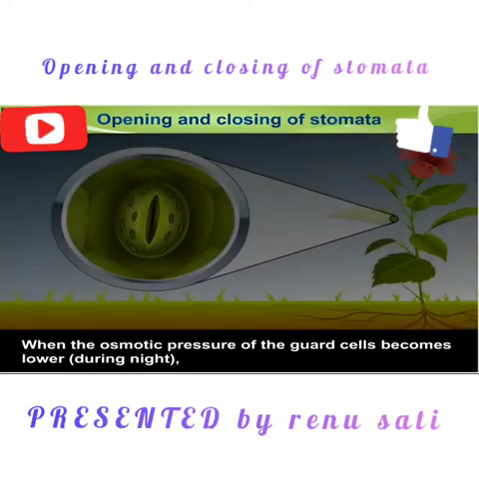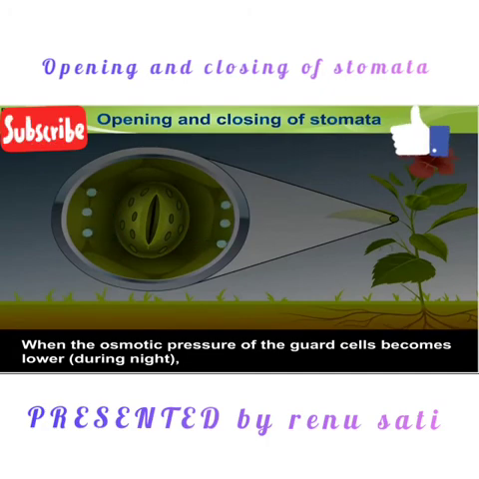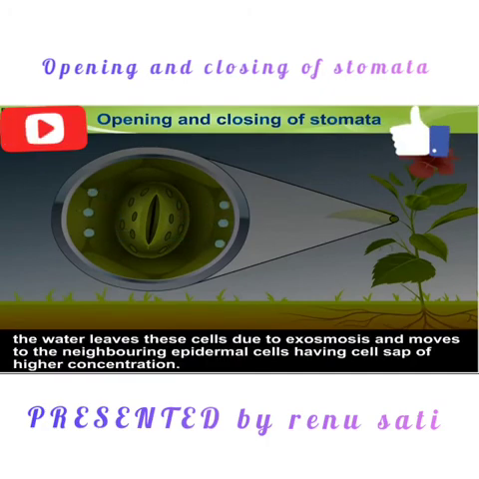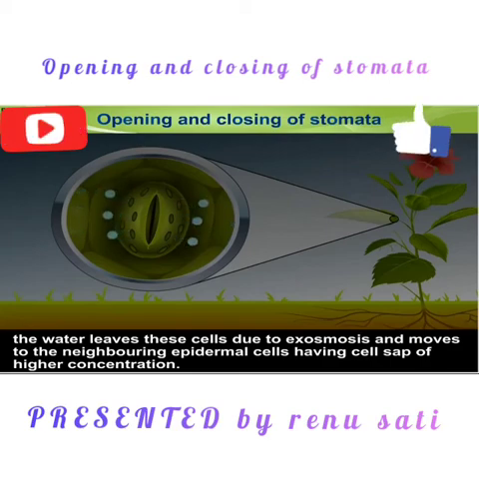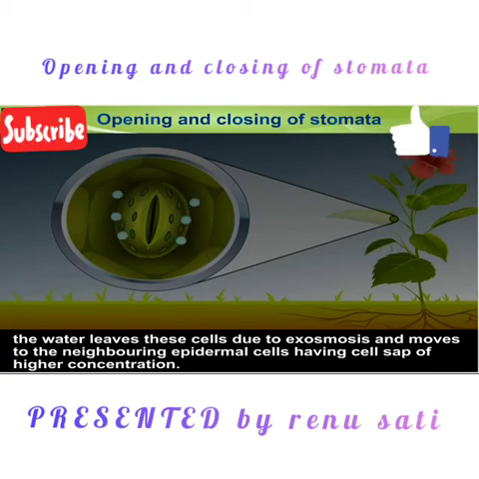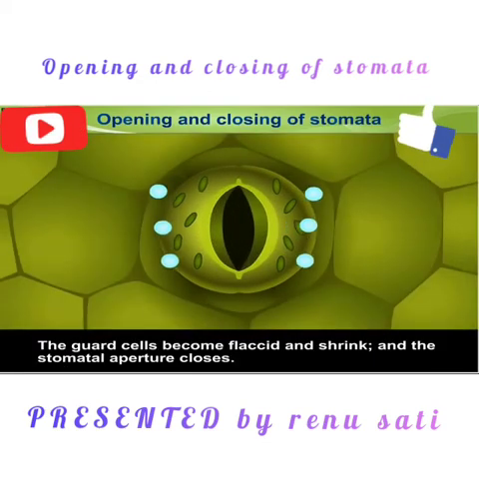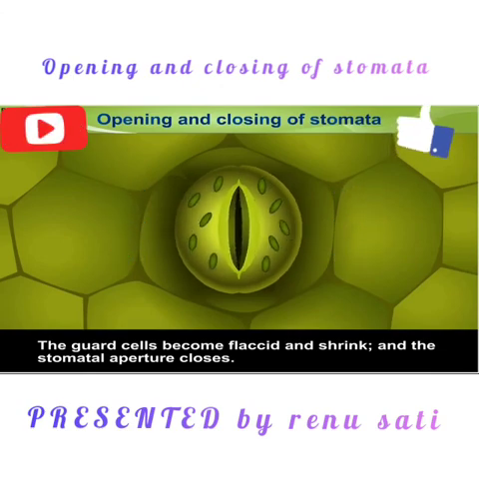When the osmotic pressure of the guard cells becomes lower during night, why is it so? Because there is no light at night, photosynthesis will not take place, and at that time the amount of glucose in the guard cells will be less. Water will start moving out of the guard cells, causing them to become flaccid and shrink, and finally the stomatal aperture closes.